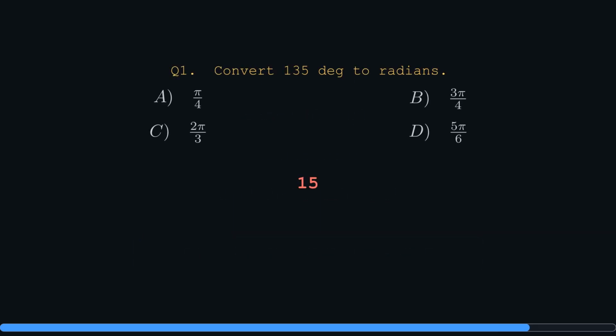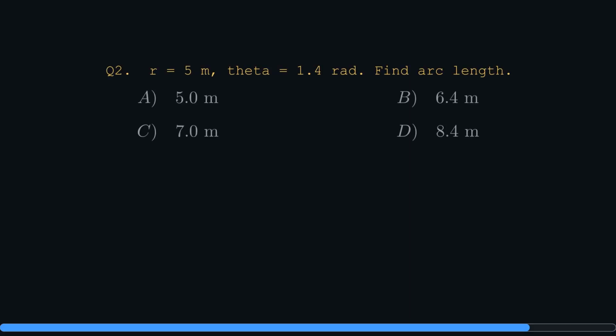Question 1. Convert 135 degrees to radians in terms of pi. The answer is B, 3 pi over 4. Question 2. A sector has radius 5 meters and angle 1.4 radians. Find the arc length. The answer is C, 7 meters.